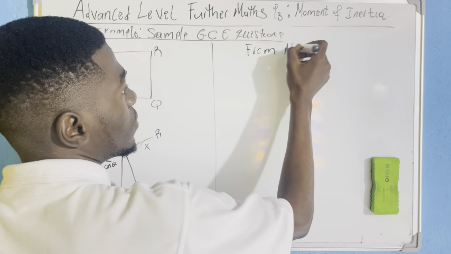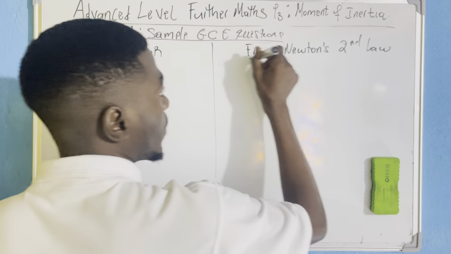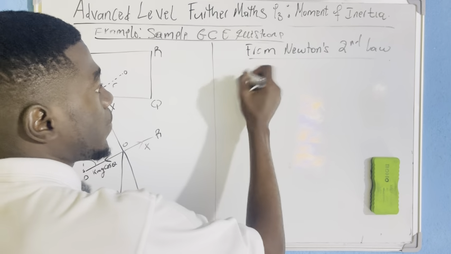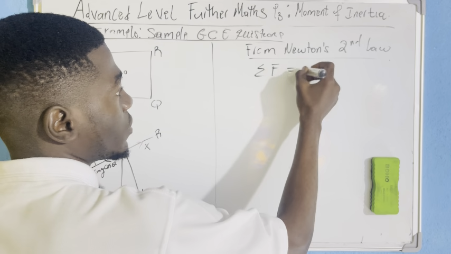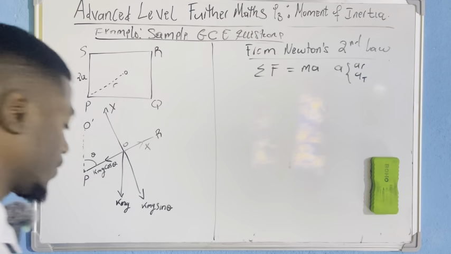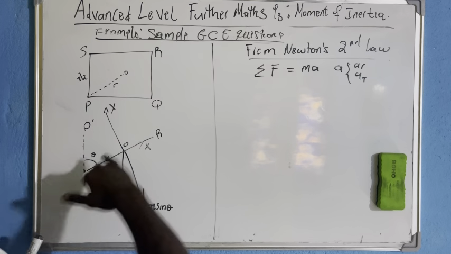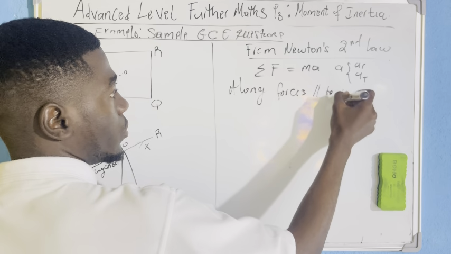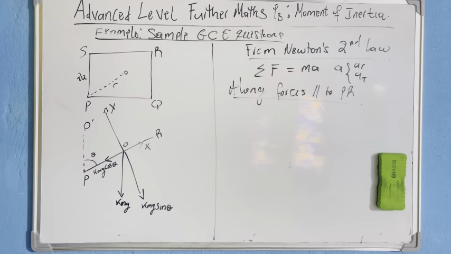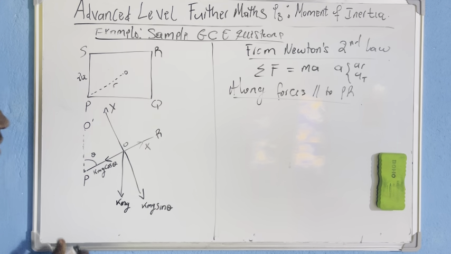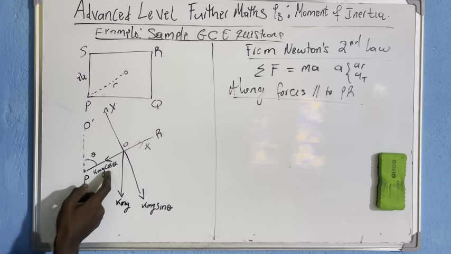Now from the diagram I will apply Newton's second law. From Newton's second law, we all know that for a body undergoing a rotational motion, the sum of forces acting on the body should be equal to MA, where A has two components, radial and tangential. So let us apply Newton's second law along the forces parallel to PR. When I resolve the forces parallel to PR, the forces are X and kmg cos theta.